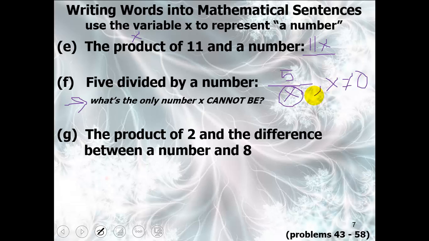G, the product of 2 and the difference between a number and 8. Okay, there's a lot going on here. We have the product of 2, product means multiply, 2 and what? The difference between a number and 8. Difference means I subtract in the order that I read them. A number and 8, x minus 8, and then I'm going to multiply that by 2, just like that.